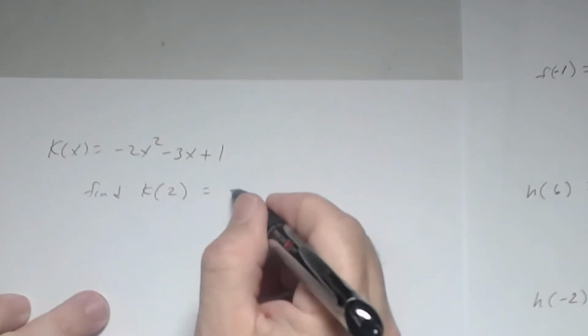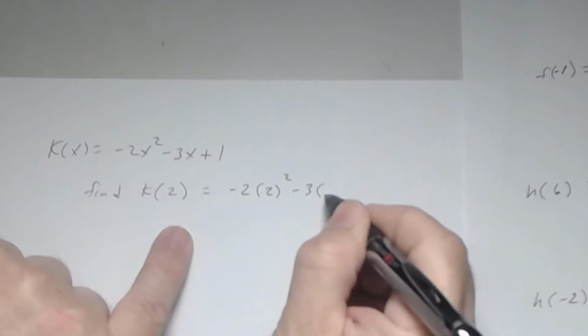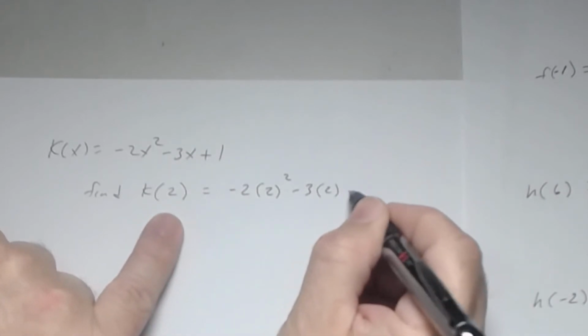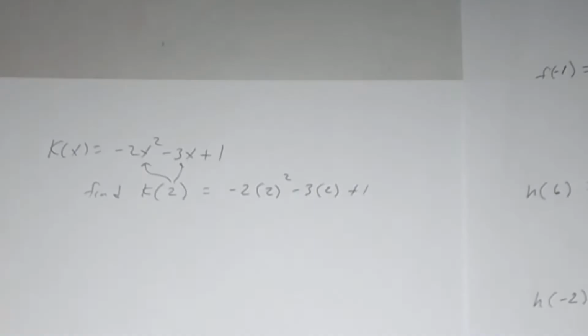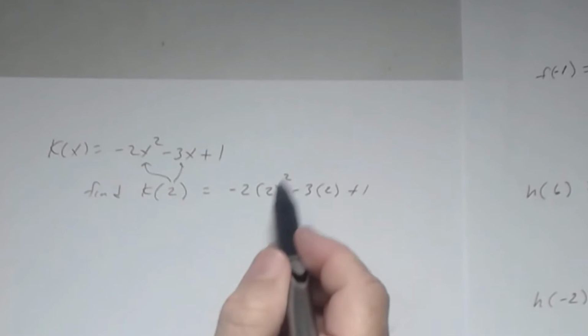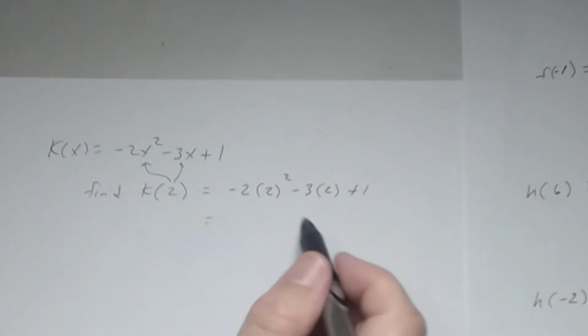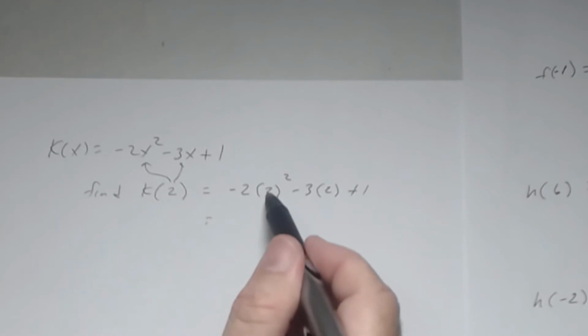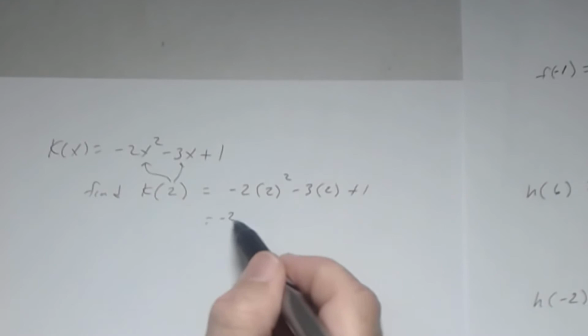Negative 2 multiplied by 2 to the second power, minus 3 times 2, plus 1. So again, wherever you saw the x, you plugged in 2, right? Okay, order of operations. I do exponents first. So 2 times 2 is 4. Technically you would do parentheses, but all you see in parentheses is just the number 2, so there's nothing you can do. Negative 2 times 4 is negative 8.